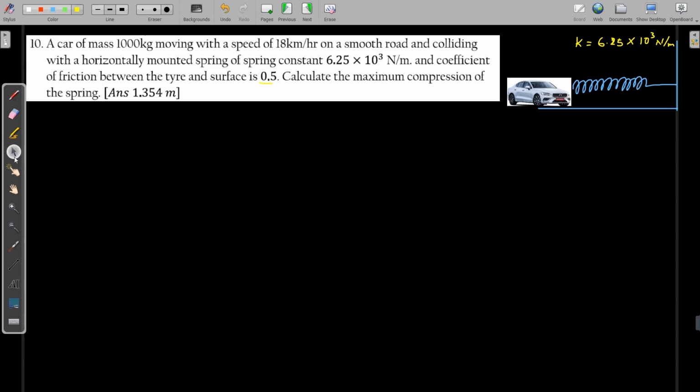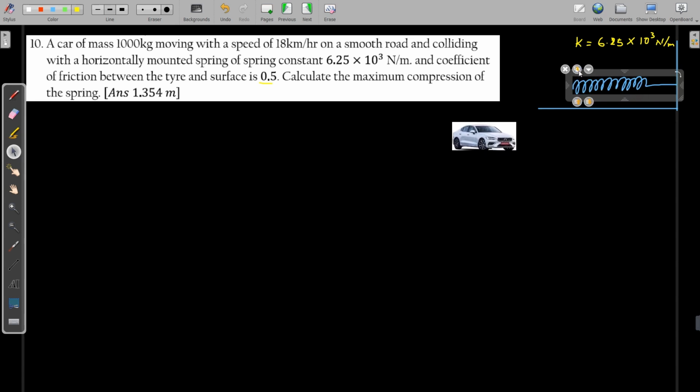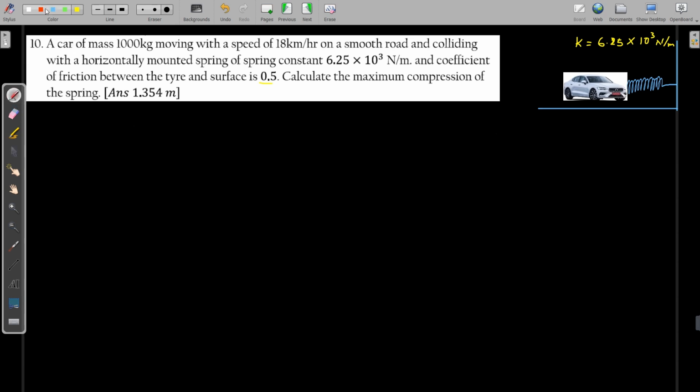Okay. Now just see one thing. When this car is going to come and compress the spring, don't you think it will be something like that? This is the spring and this will get compressed like this, and this car is going to compress. So when this car is going on, it moves a certain distance X. And while compressing, it experiences a frictional force, right?